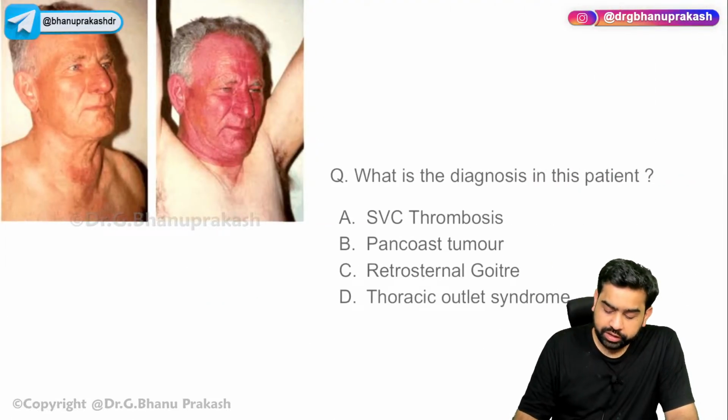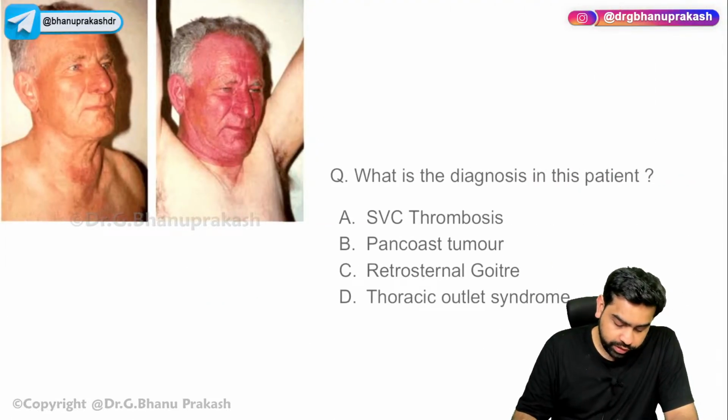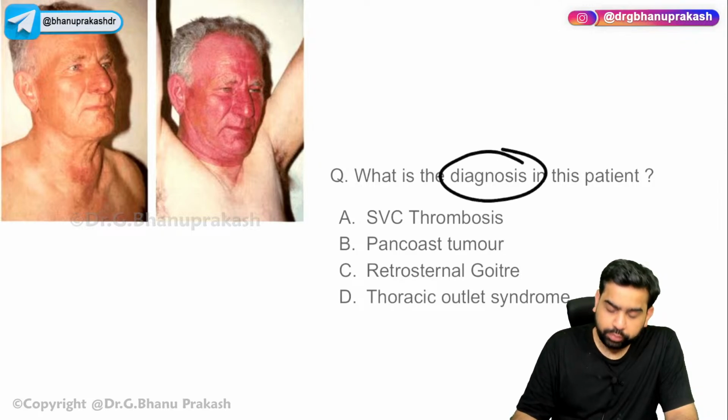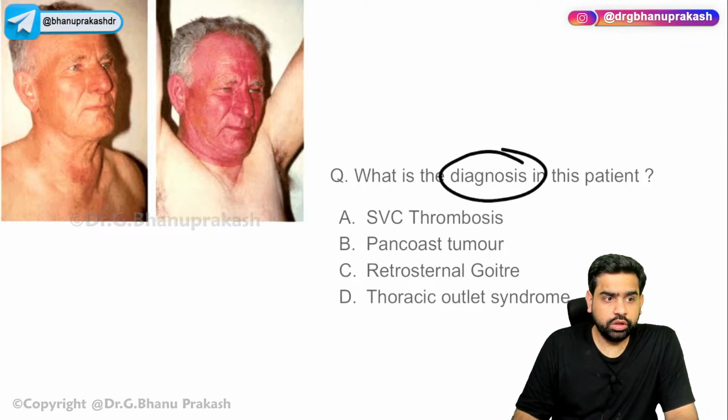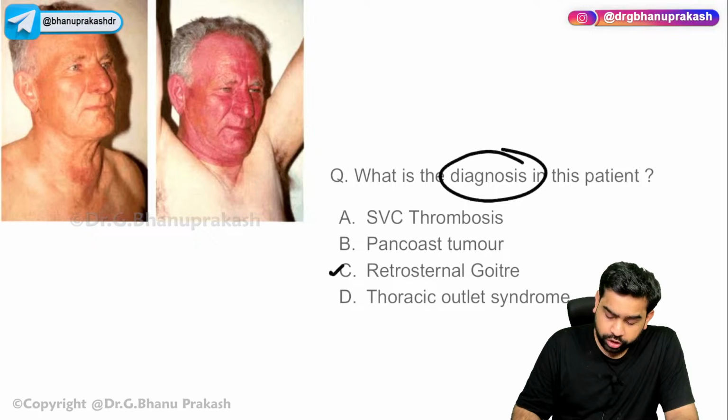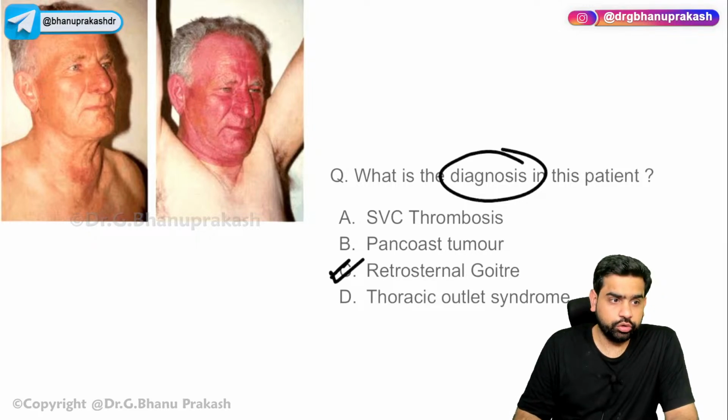Now what is the diagnosis of this particular patient, guys? Can you please help me with this? What is the diagnosis of the patient over here? Yes, the diagnosis of the patient over here is a retrosternal goiter. This is a retrosternal goiter, and what is the sign which is being demonstrated over here?